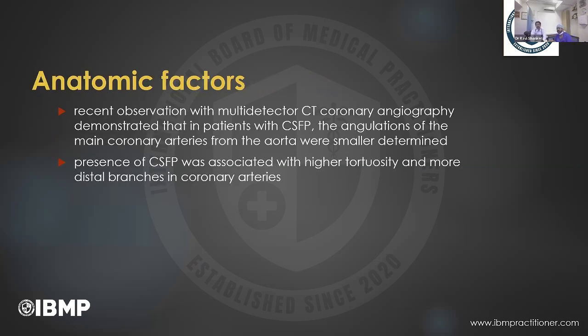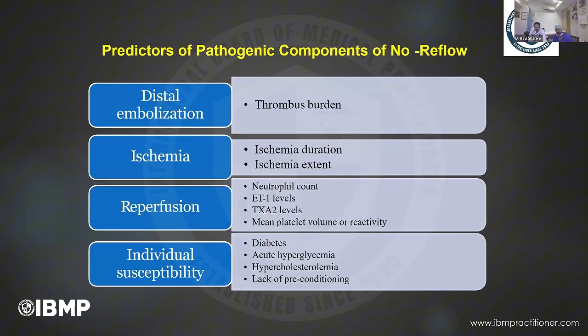In a long-standing diabetes patient, the blood supply is also affected, and the coronary blood vessels will be thinned out. So they are very susceptible to slow flow. The recent observation also shows that CT angiogram demonstrates that in patients with CPFF, the angulation of the main coronary artery from the aorta was similarly determined. So the anatomical factor is also one of the important factors for coronary slow flow.